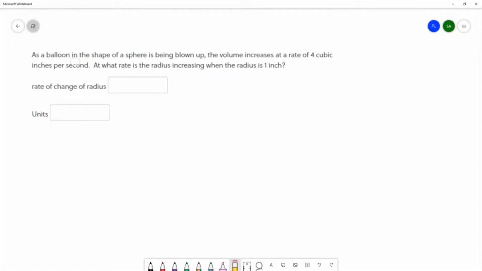As a balloon in the shape of a sphere is being blown up, the volume increases at a rate of 4 cubic inches per second. At what rate is the radius increasing when the radius is 1 inch?